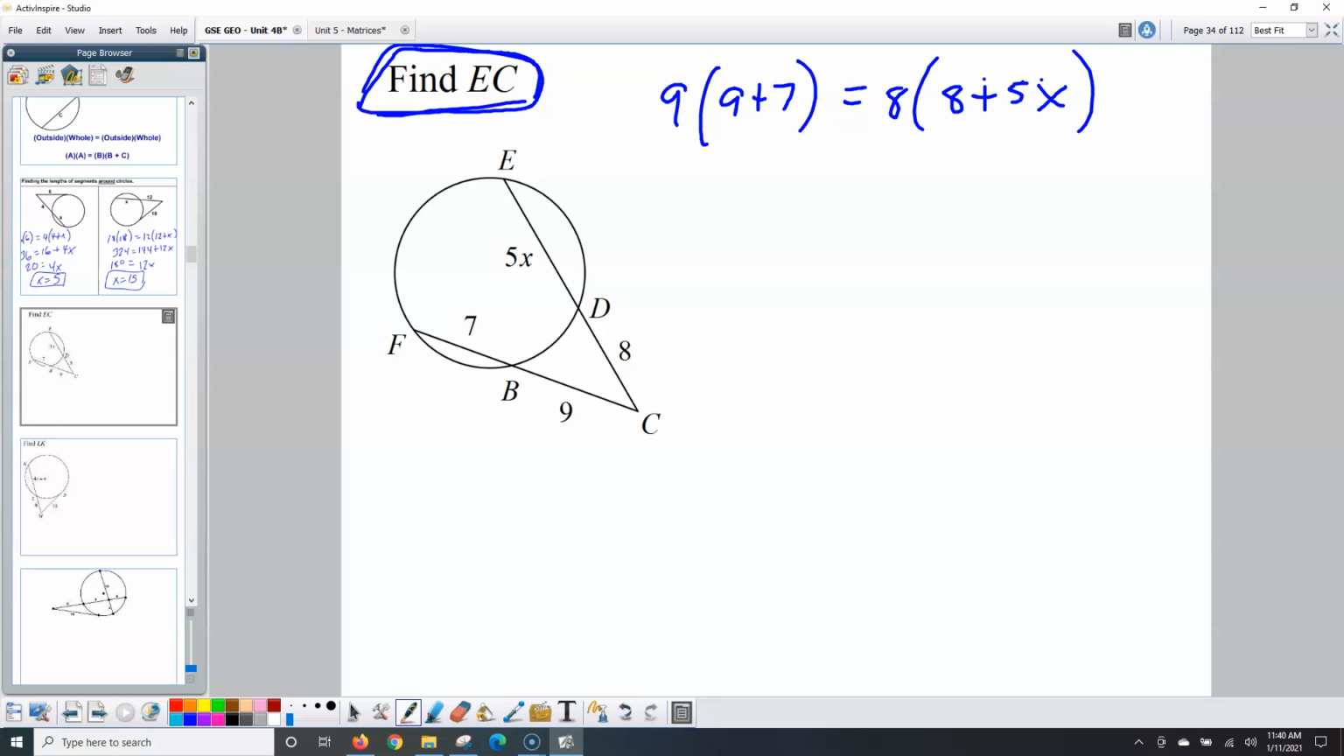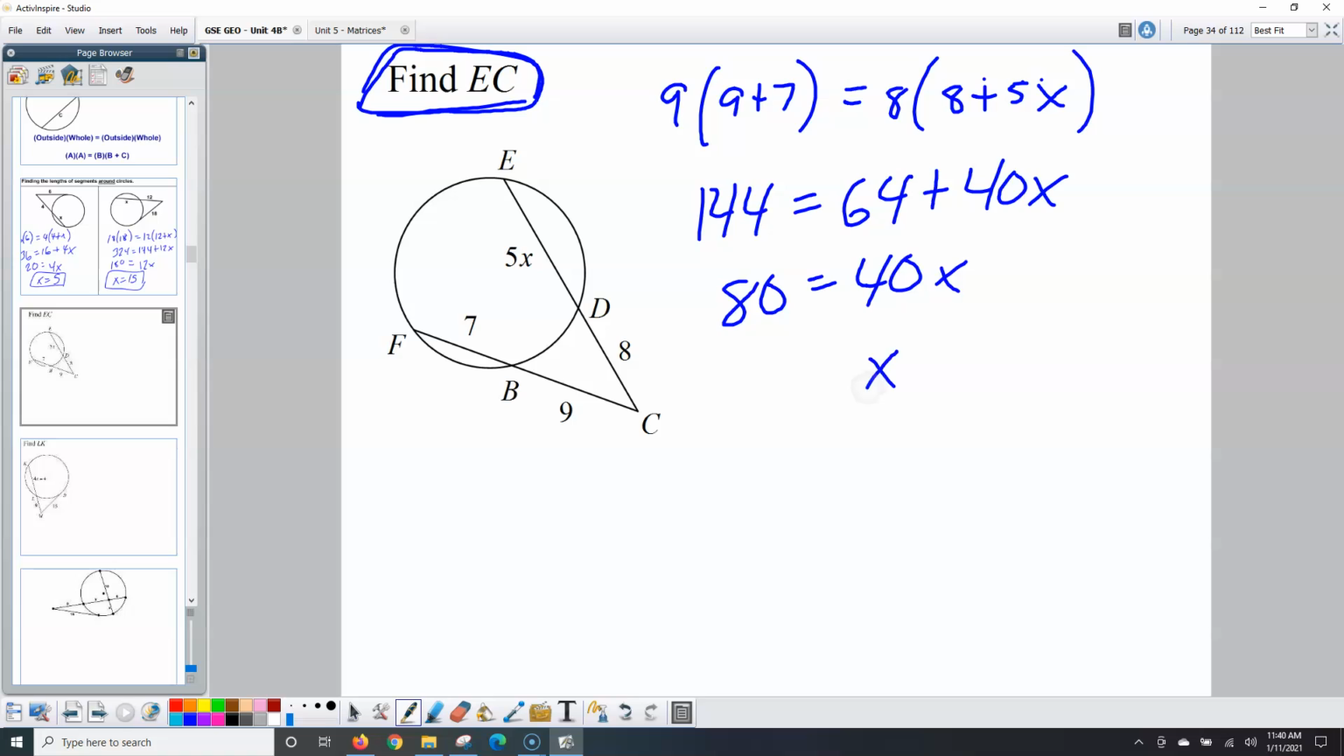So that's 9 times 16. That's 144 equals 64 plus 40x. And then I'm going to subtract the 64 over and get 80. And divide by 40, I got x equals 2. And that's not my answer. That's a very important step. That's not my answer. I got to solve for EC.